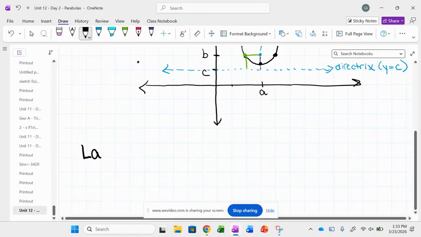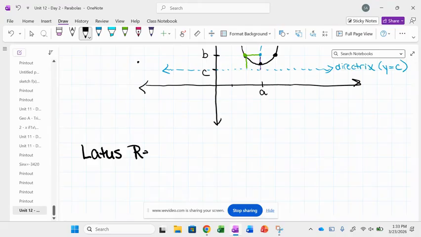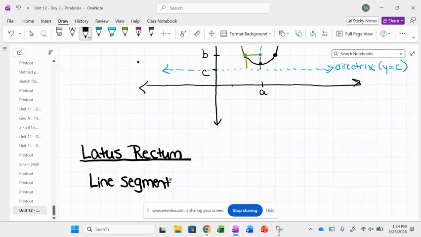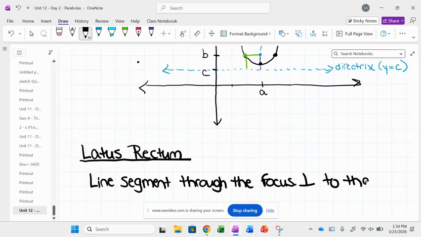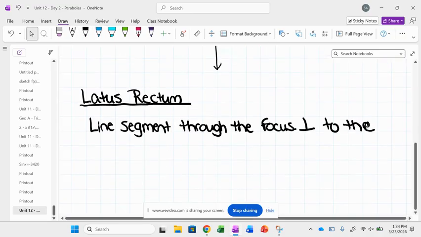Next one is the latus rectum. You guys could get your giggles out. So here the latus rectum is a line segment through the focus perpendicular to the axis of symmetry. And I believe we talked about the axis of symmetry last class, right? When in the video that you watched.